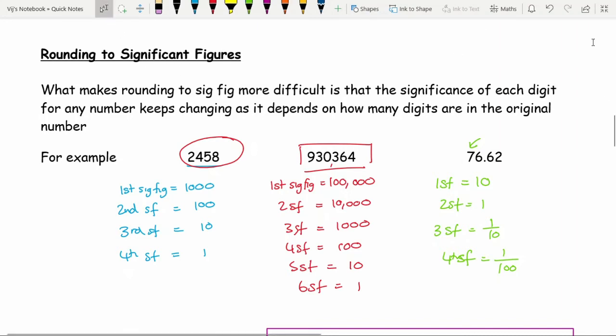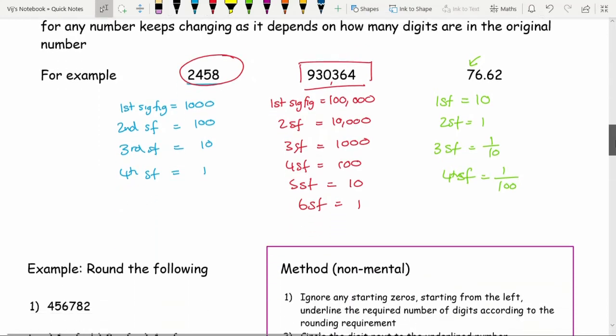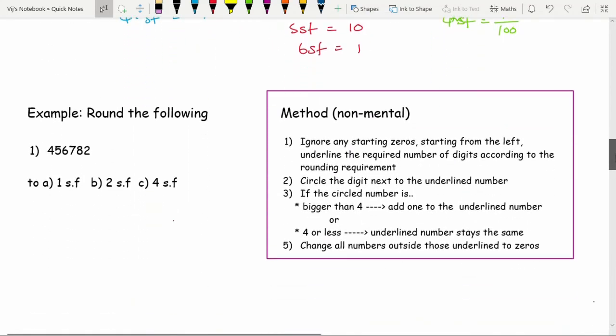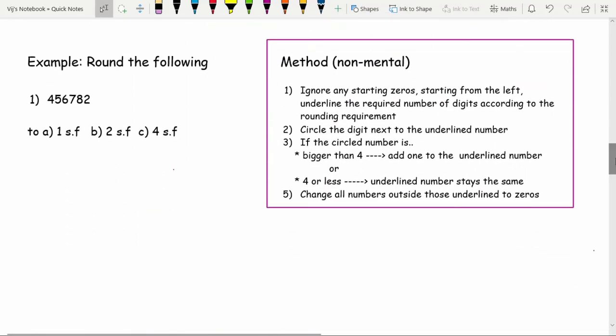As I said, there's a certain method you can use if you're struggling to get your head around this. So let's have a look at that method. Let's say we're going to round the following number, 456,782. In this question, we're asked to round this number to 1 Sig Fig, 2 Sig Fig, and 4 Sig Fig. The first step is to ignore any starting zeros and, starting from the left, underline the required number of digits according to the rounding requirement.